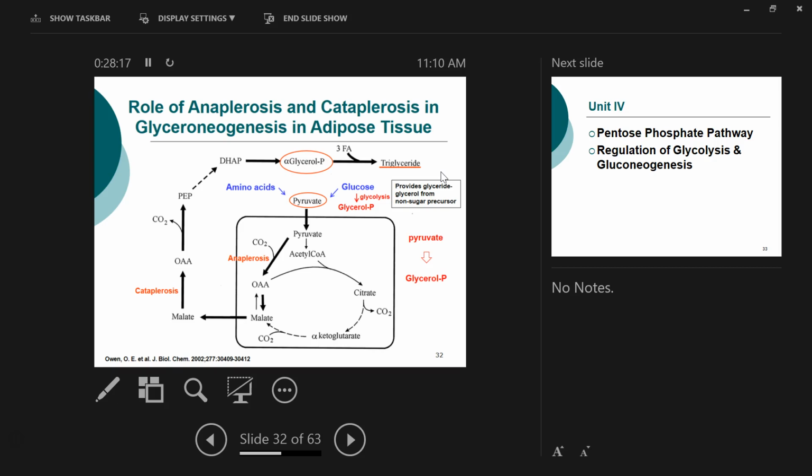And PEP can be used not only for glucose synthesis, but also for glycerol phosphate synthesis. You don't have to remember all the detailed reactions, just know the general concept. The glycerol 3-phosphate backbone can be synthesized from glycolysis, from glucose, and also from amino acid metabolism.